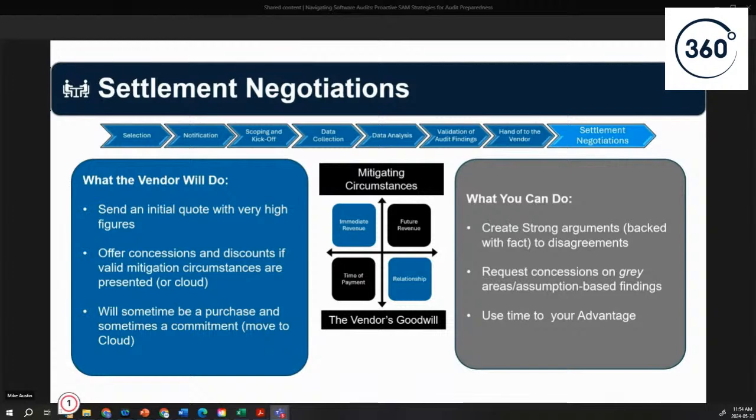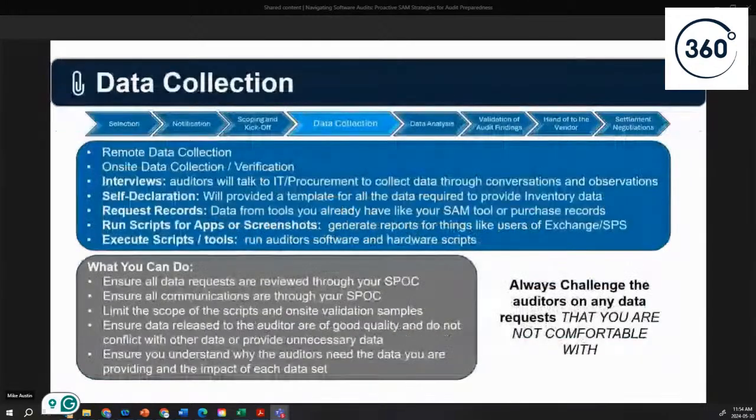Okay. So again, you want to make sure that you have strong arguments in order to negotiate a good deal. So if you're going to try and say, look, it's showing 4 million, we think it's $1 million, you're going to have strong arguments backed with facts. And then you're going to request concessions on the gray areas, right? If it's filled with assumptions or whatnot. And then at this point in time, you're probably going to want to use time to your advantage, not theirs. Okay. And so this is the process of handling an audit, right?